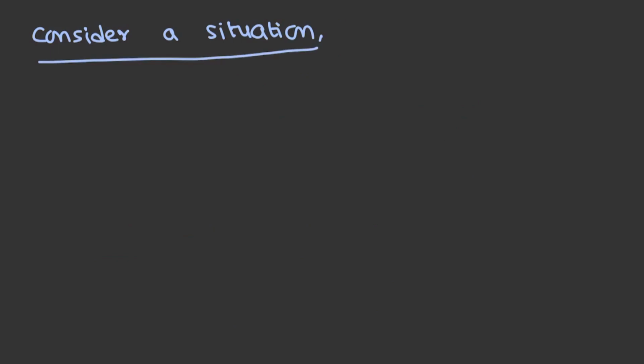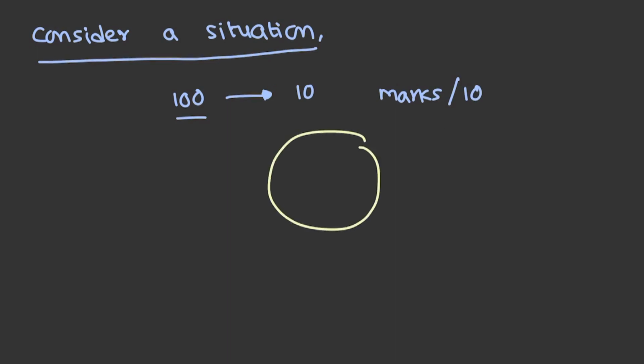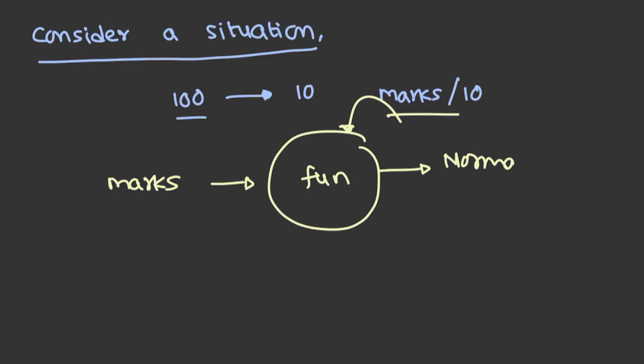Now consider a situation. You are holding a test and you have taken marks out of 100. Now you have to normalize it to 10, so you have to divide the marks by 10. If you observe here, we can define a function which takes the marks as input. This task can be done by the function and it will give the normalized score as output. Now let's try to define this function.